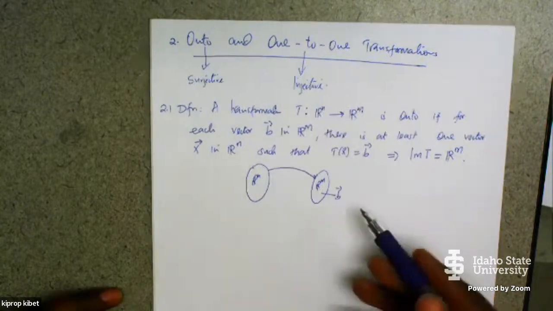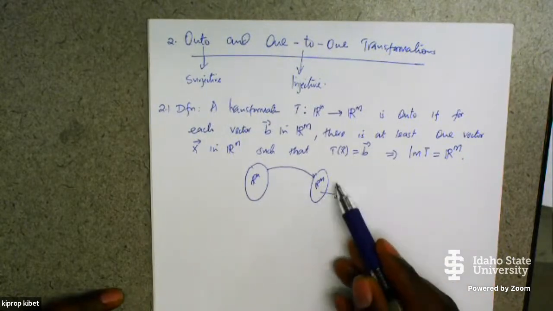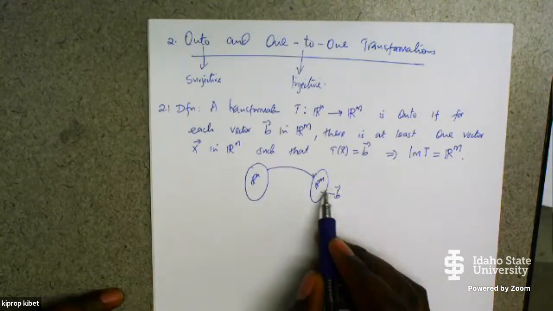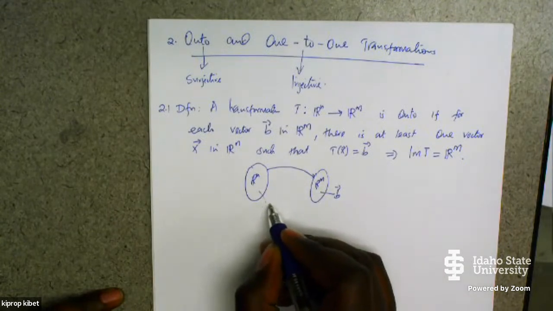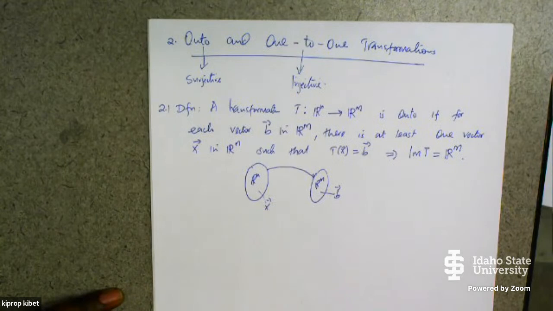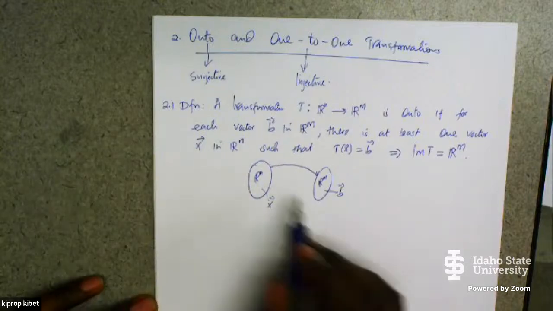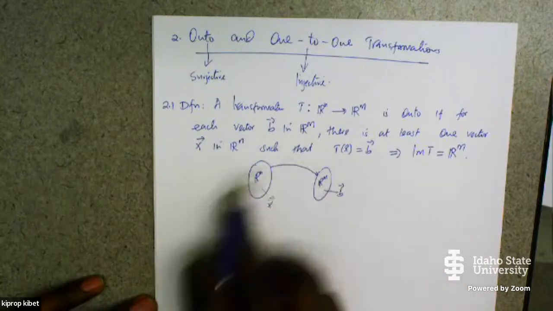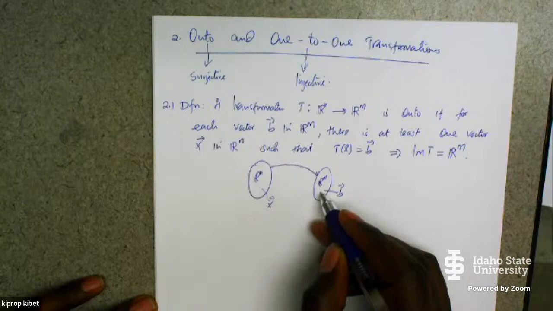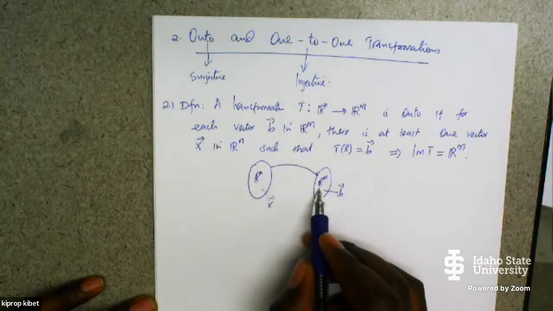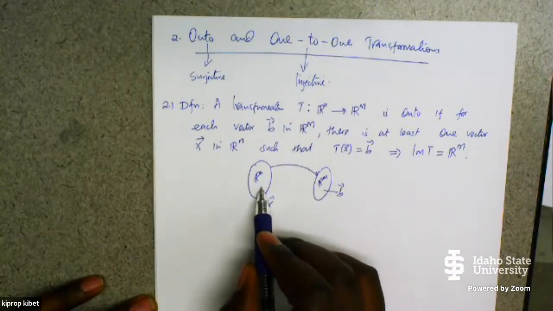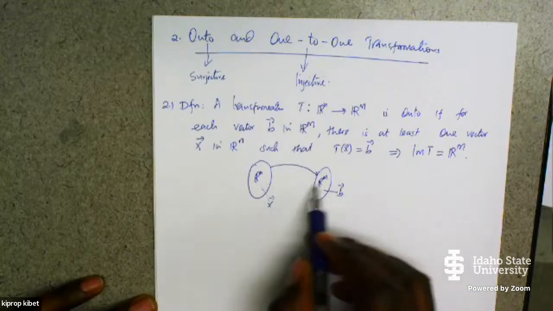So if we have these elements here in B, there is at least some vectors here, X. There's at least something here which can map. You can have as many elements here, but there should be maps. So there is this which can map to any of them there.